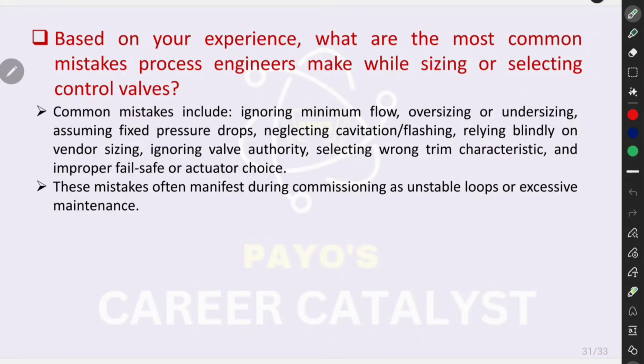Based on your experience, what are the most common mistakes process engineers make while sizing or selecting control valves? Based on my experience, common mistakes are ignoring minimum flow, oversizing or undersizing the control valve, assuming fixed pressure drops, neglecting cavitation or flashing, relying blindly on vendor sizing, ignoring valve authority, selecting wrong trim characteristics, and improper fail-safe or actuator choice. These mistakes often manifest during commissioning as unstable loops or excessive maintenance.